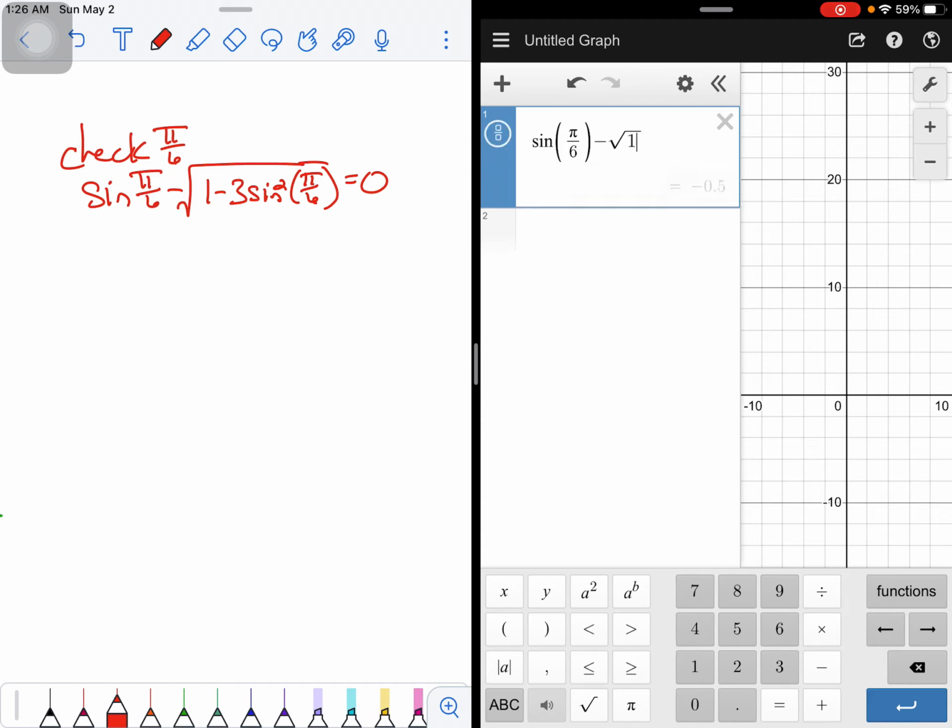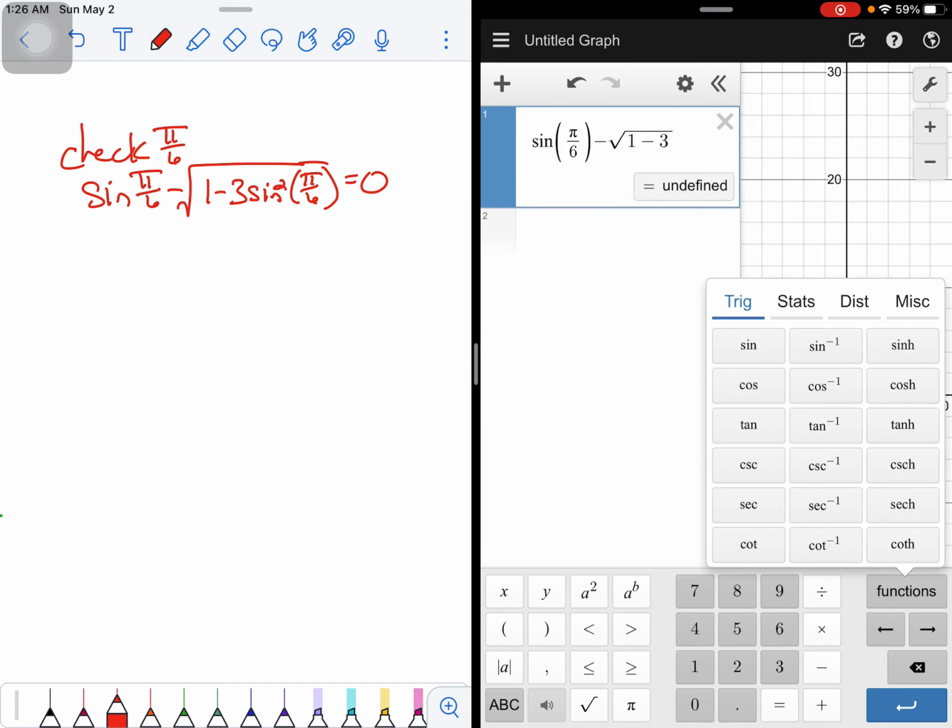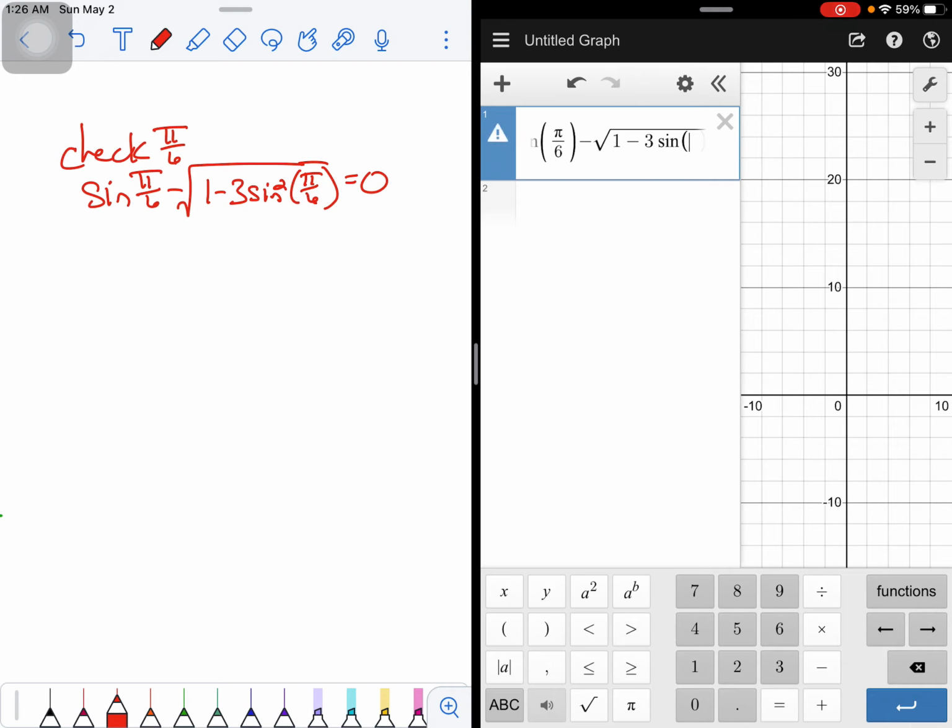Minus, I need a square root of 1 minus 3. Let me grab my function again. Sine. Now, this is going to be a little bit backwards, but it's pi over 6. We're going to go ahead and do that. Whoops. Let's not do that. That. And then square it.